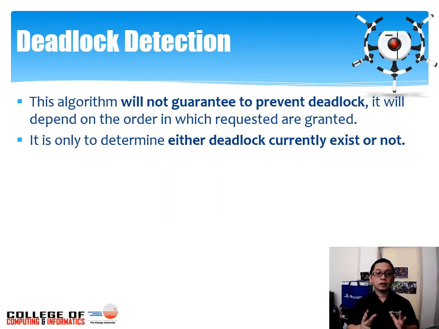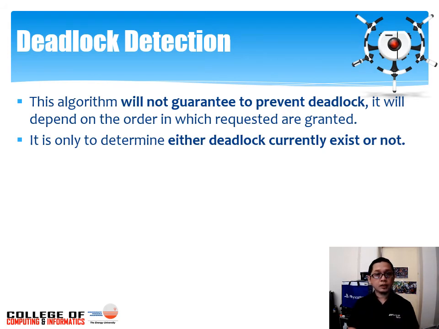So again, this algorithm will not guarantee to prevent deadlock, but instead it will depend on the order of the request that is granted and also depend on the help of the other algorithm to help manage deadlock in the system. So the purpose of deadlock detection is just that, to determine whether deadlock currently exists or not in the current execution of a process. How to control it?